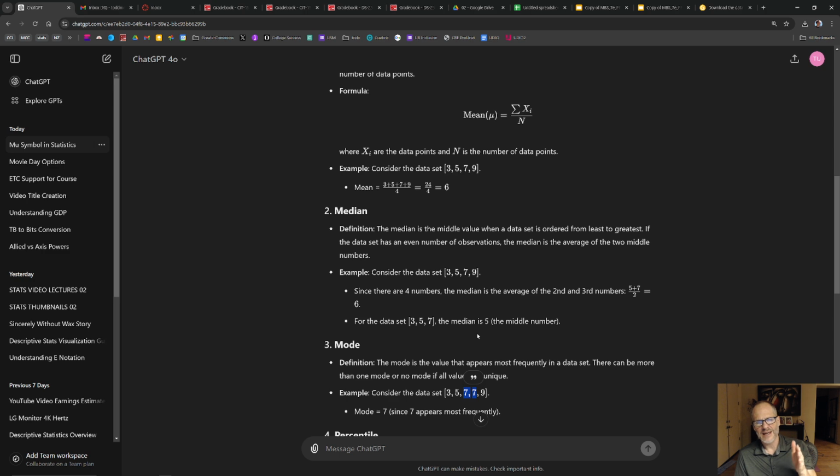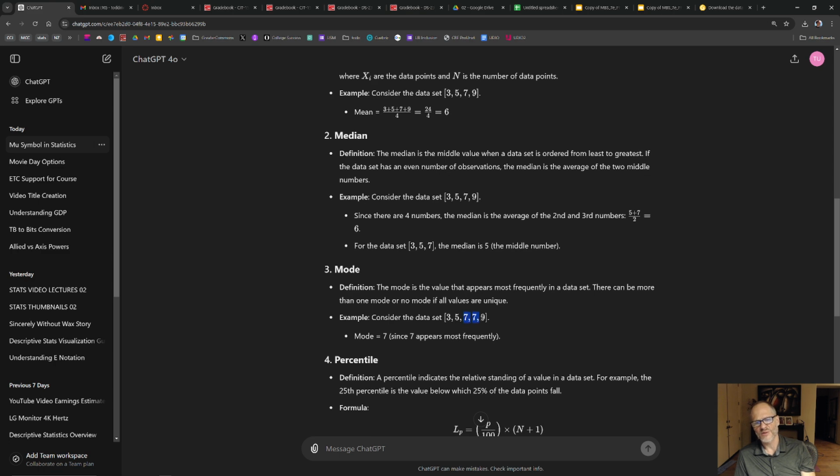If we have a data set, it's the number which is right in the middle of the data set. And so that's the median right there and right there. And then the mode is the number which occurs the most frequently.